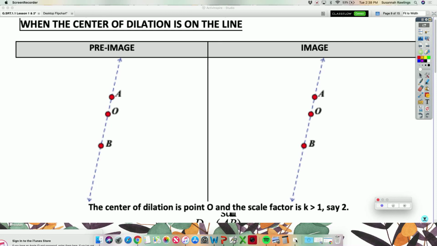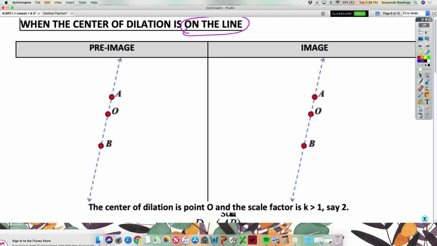Okay, so this part is really easy. We're just gonna do 4 dilations here. We're noticing the difference between when the point that we're dilating from is on the line versus off the line. And you've probably already seen that pattern, but it's just kind of reinforcing it. So I've done this every class period and always done the wrong side. So that is my pre-image, so I'm gonna work on the image side.